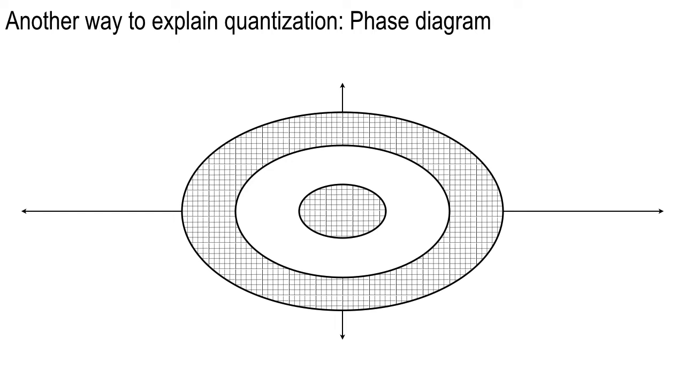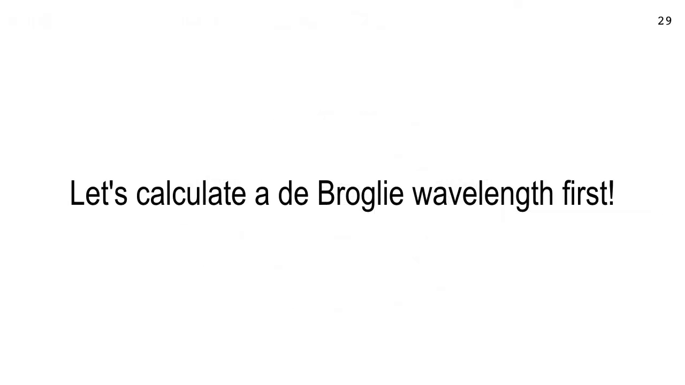That's a phase diagram for a simple oscillator, like a spring-mass system. But it turns out that diagrams of this kind are also an excellent way to explain, in a fairly simple way, the phenomenon of quantization. Before we get into phase diagrams, which we'll probably tackle on Monday next week, let's calculate the de Broglie wavelength first.